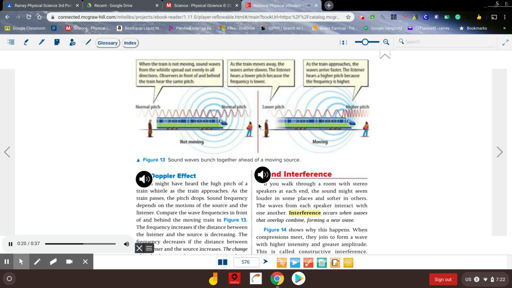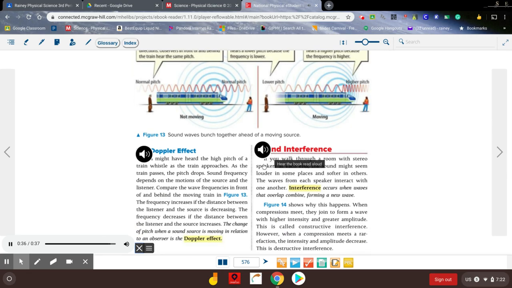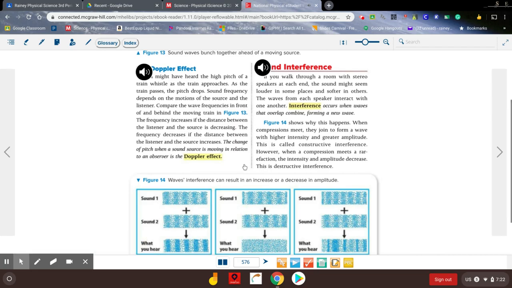The frequency increases if the distance between the listener and the source is decreasing. The frequency decreases if the distance between the listener and the source increases. The change of pitch when a sound source is moving in relation to an observer is the Doppler effect.